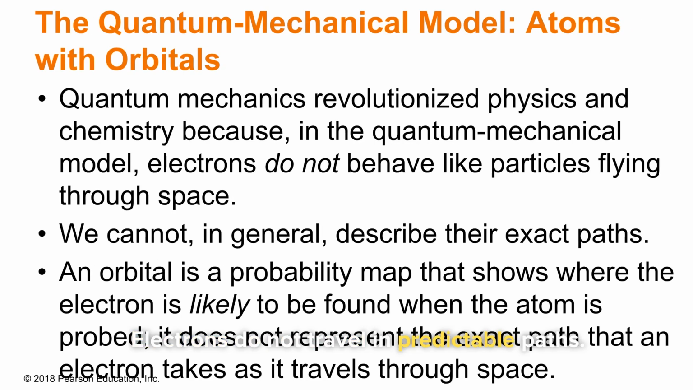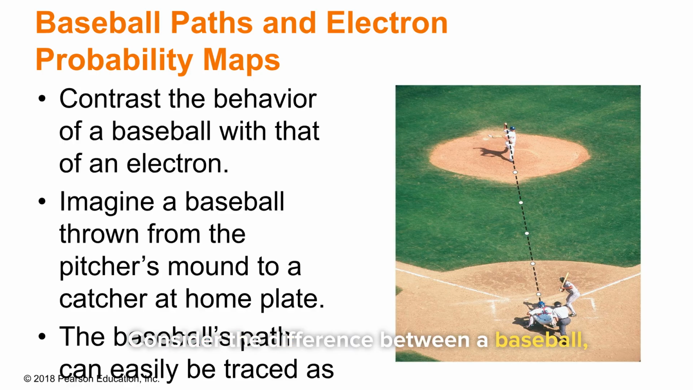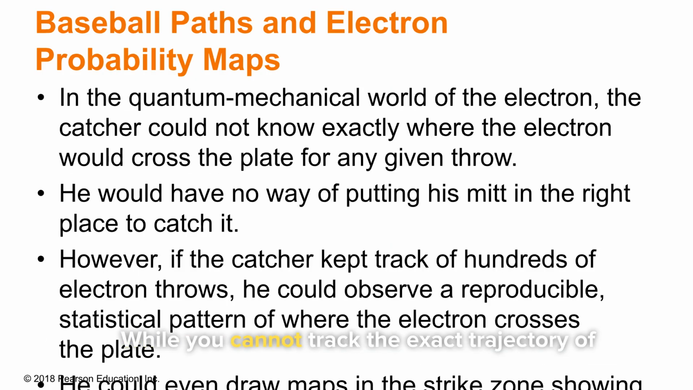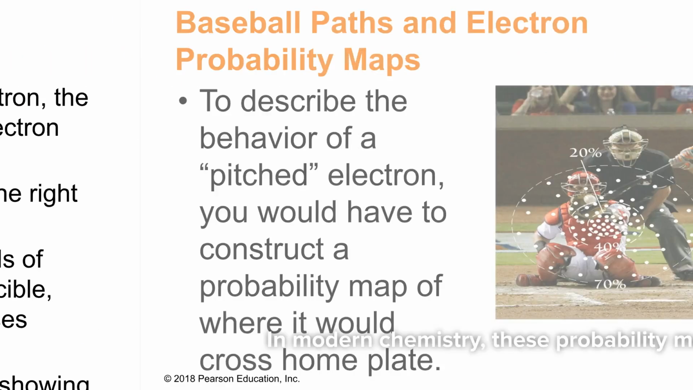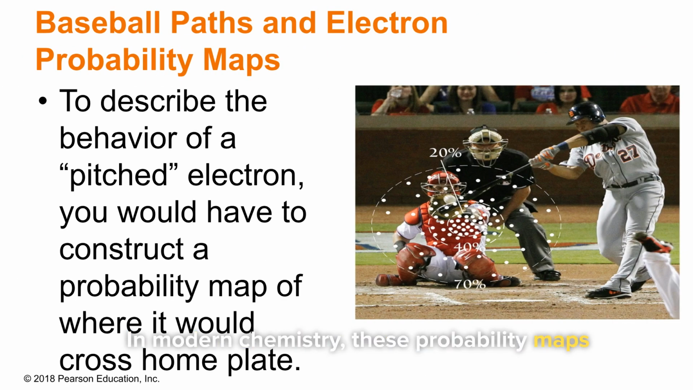Electrons do not travel in predictable paths. Instead, an orbital represents the statistical likelihood of an electron being in a certain region when probed. Consider the difference between a baseball, whose path is easily tracked, and an electron, whose movement is fundamentally probabilistic. While you cannot track the exact trajectory of an electron, observing many events reveals a pattern, which we represent as a probability map. In modern chemistry, these probability maps provide the foundation for understanding atomic behavior, moving us beyond simple planetary models.